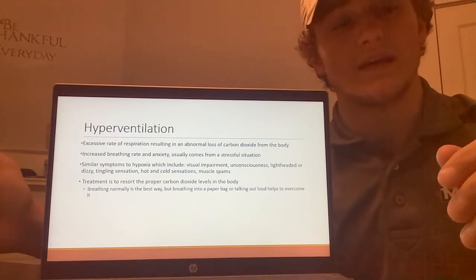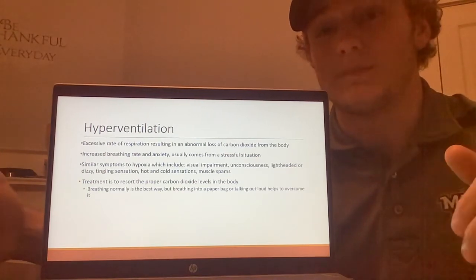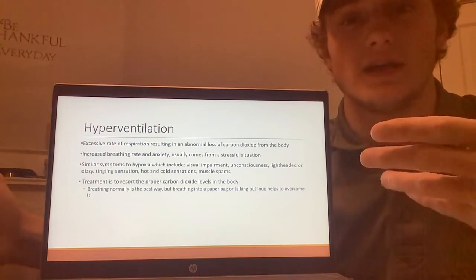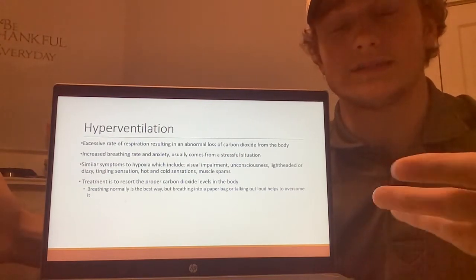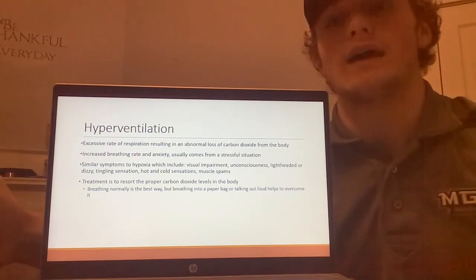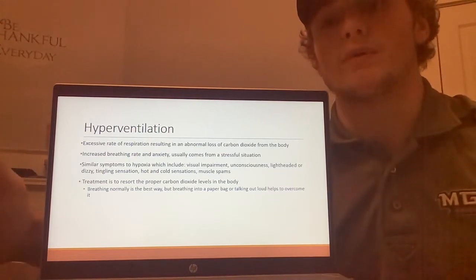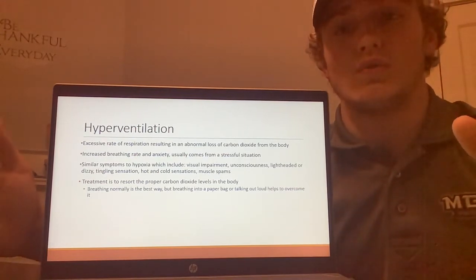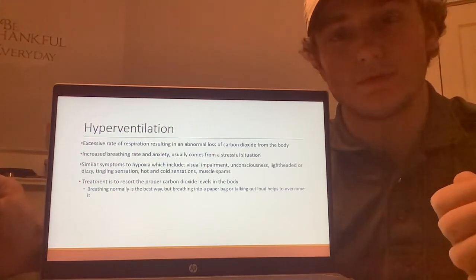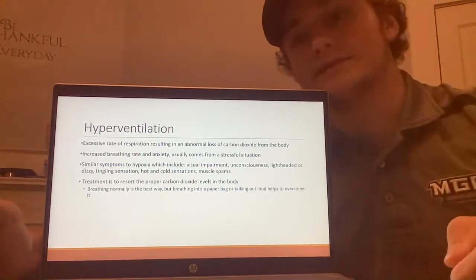But in order to help that, say they can't breathe normally, if they breathe into a paper bag, you just exhaled carbon dioxide into the air, so you're breathing that carbon dioxide back into your body, increasing the amount of carbon dioxide in your body, as well as talking out loud, which will slow the breathing rate and counteract the effects and help stop hyperventilation.